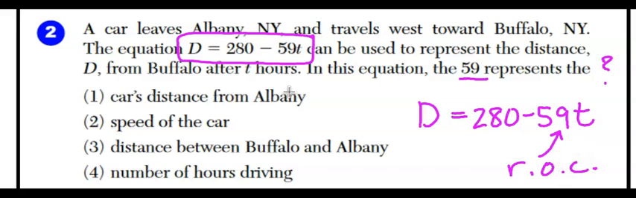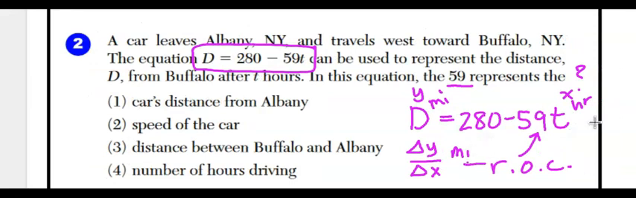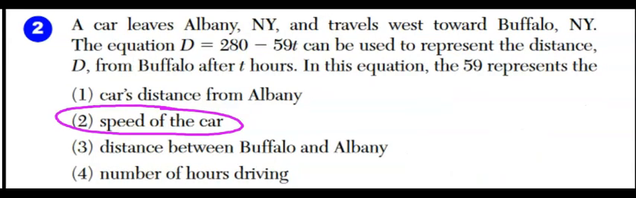So it looks like, since d is distance and t is time, that this would be y and this would be x, right? So the rate of change is the change in y over the change in x. And distance is measured in miles, and t is measured in time. So we have miles per hour. So that's how we know it is the speed of the car, the miles per hour. Let's take a look at the third question.